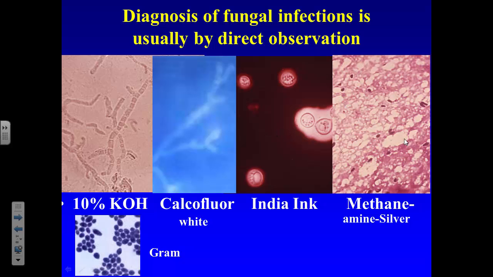We can also use methenamine silver stain, which stains some proteins that are on the outer cell wall of these fungi, and they stain black. And you'll see that.